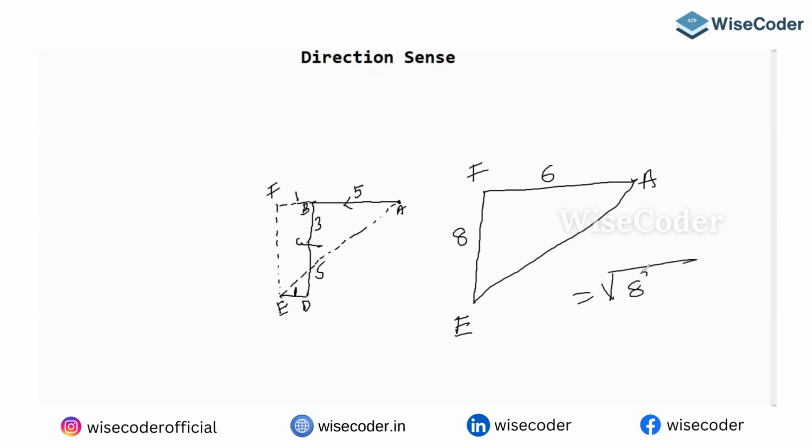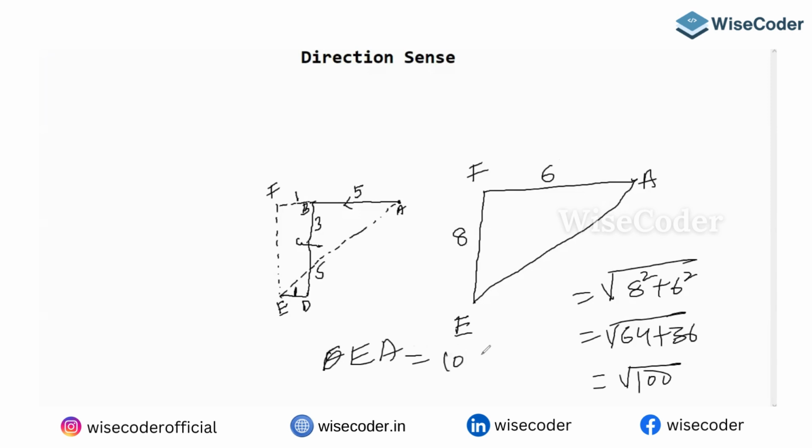So your answer is under root of 8 square plus 6 square. So under root of 64 plus 36, that is nothing but under root of 100. So FE. Okay, I don't want FE, I want AE. So that will give you 10 kilometers.